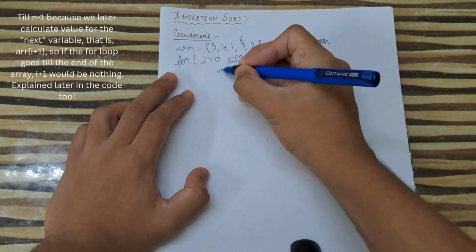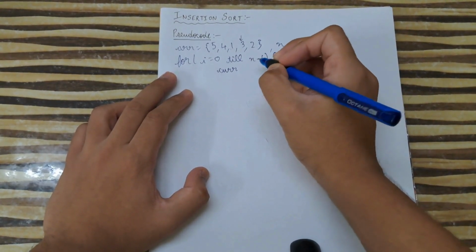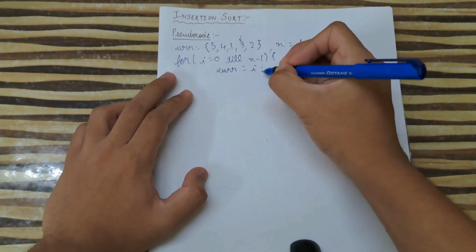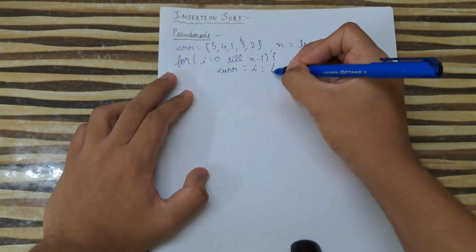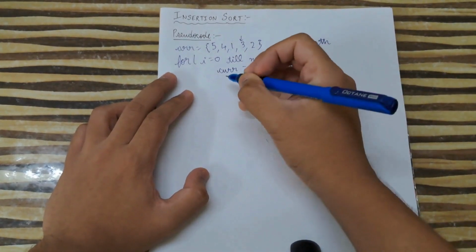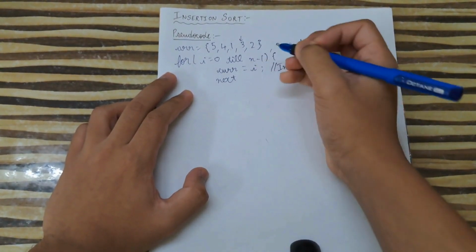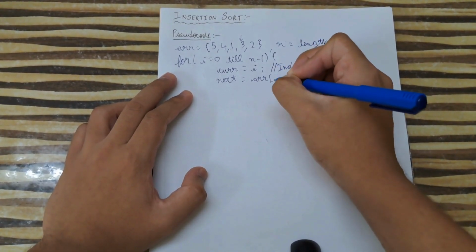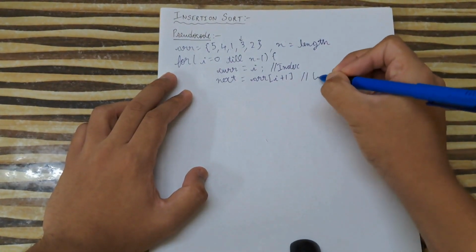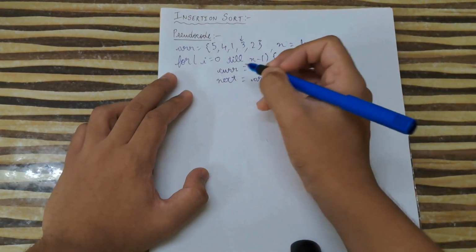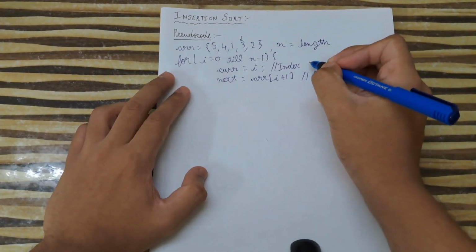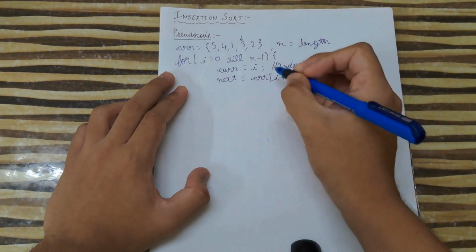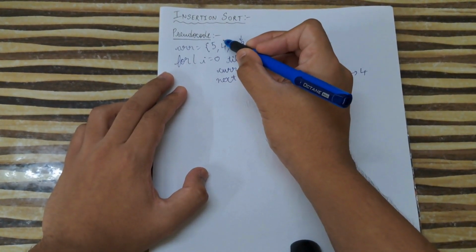So we will then initialize a variable current, short for cur, equal to i. That is the current iteration, and this is only the index, not the element at that index. And we will also store the next element that comes in the next iteration. That would be array[i+1]. This will store the element value, not the index. So for the first iteration, i would be equal to 0 and next would be equal to 4. As you can see, element 1 is 4.